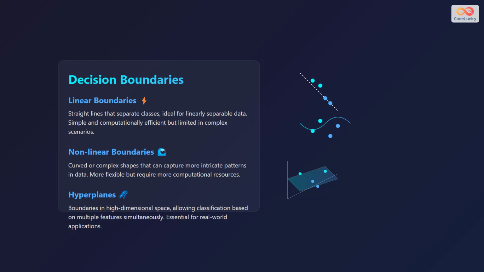Decision boundaries are critical in classification. Let's understand them. Linear boundaries are straight lines that separate classes and are ideal for linearly separable data. They are simple and efficient but can be limited in complex scenarios. Nonlinear boundaries are curved or complex shapes that can capture intricate patterns in data. They are more flexible but require more computational resources. Hyperplanes are boundaries in high-dimensional space. They allow classification based on multiple features simultaneously and are essential for real-world applications.